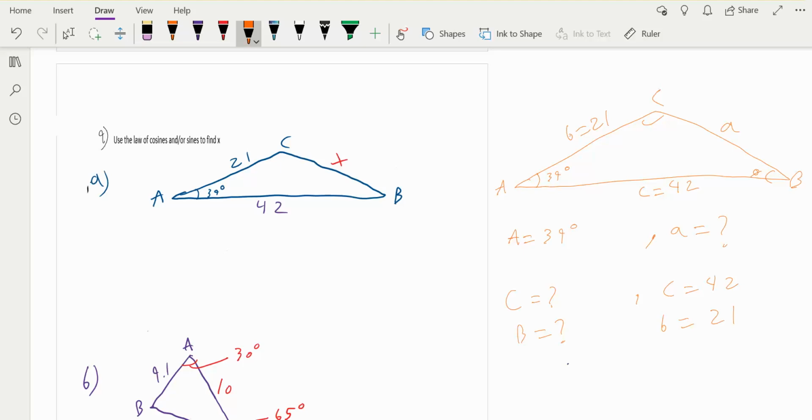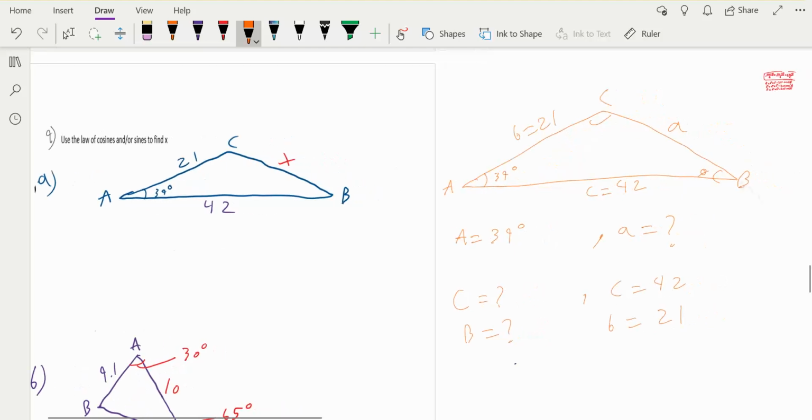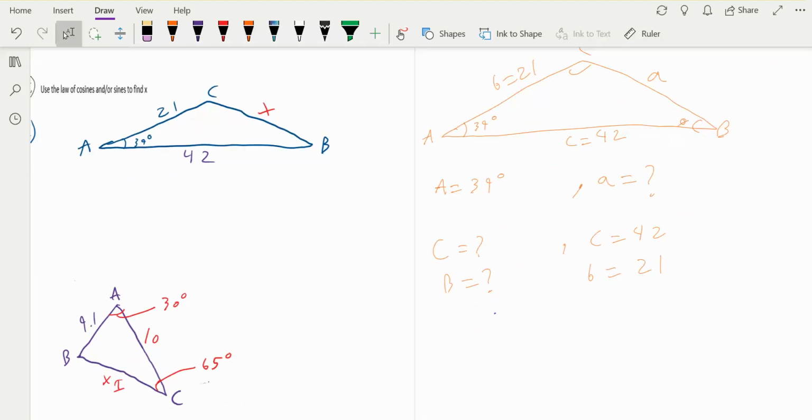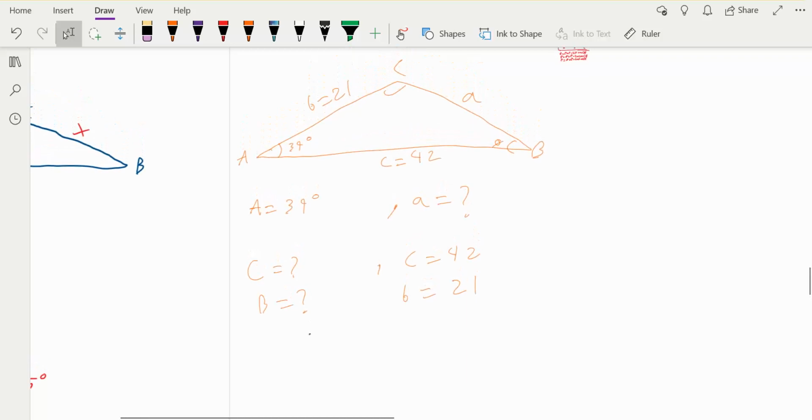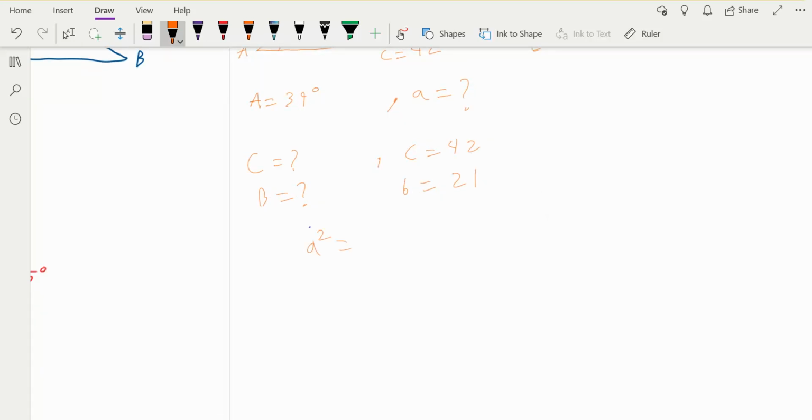So it seems like a good idea to use the law of cosines to find this, because the law of cosines has the formula that shows us how to get this. To do that, we're going to use A squared equals B squared plus C squared minus 2BC cosine of A. Let's just fill in the blanks. What's B, what's C, what's A? So A squared equals 21 squared plus 42 squared minus 2 times 42 times 21 cosine of 39 degrees.